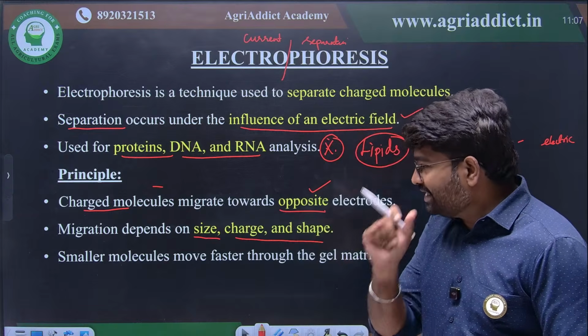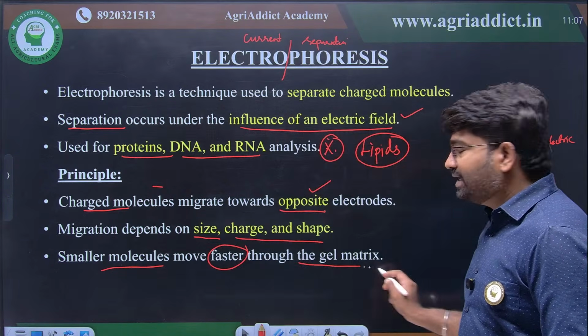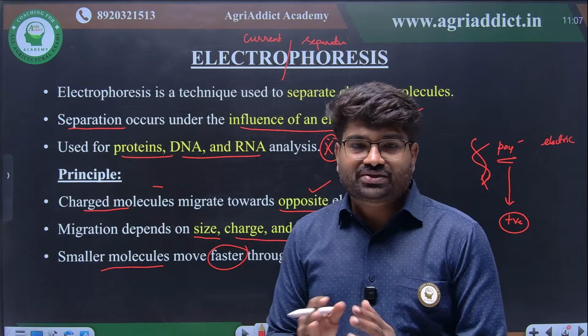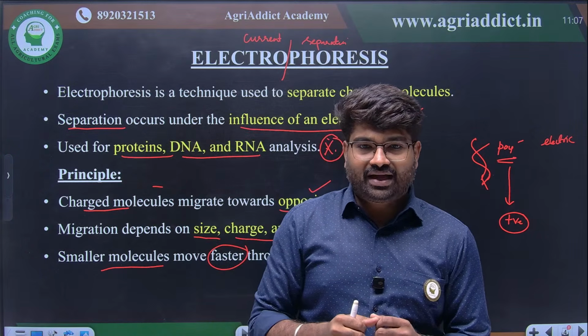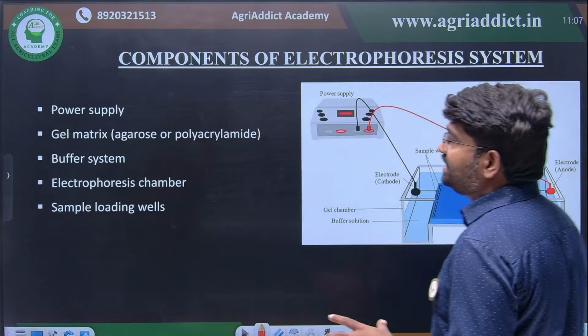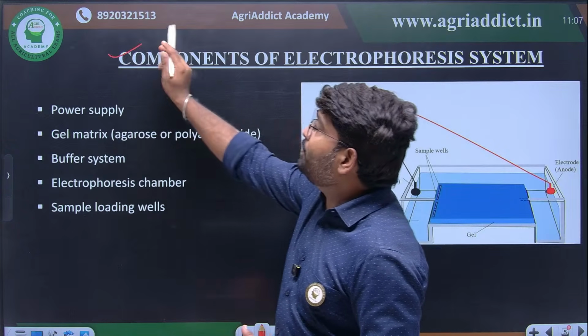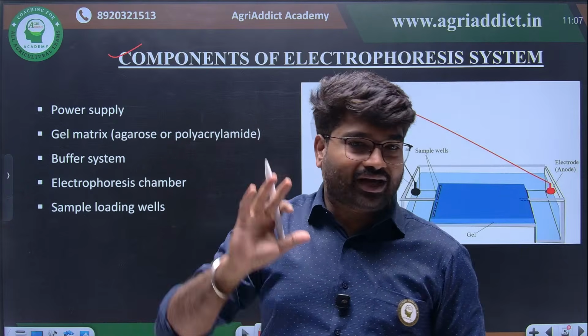If a molecule is small in size, it will move faster through the gel matrix. We use gel matrices, and in that gel matrix we load our sample. We are going to see what is meant by gel, everything we are going to see. These are the major components of an electrophoresis unit.